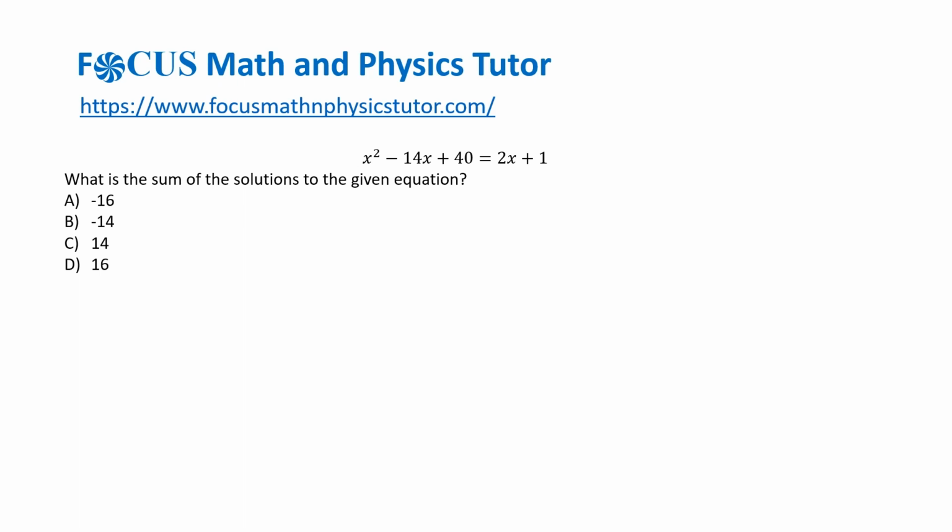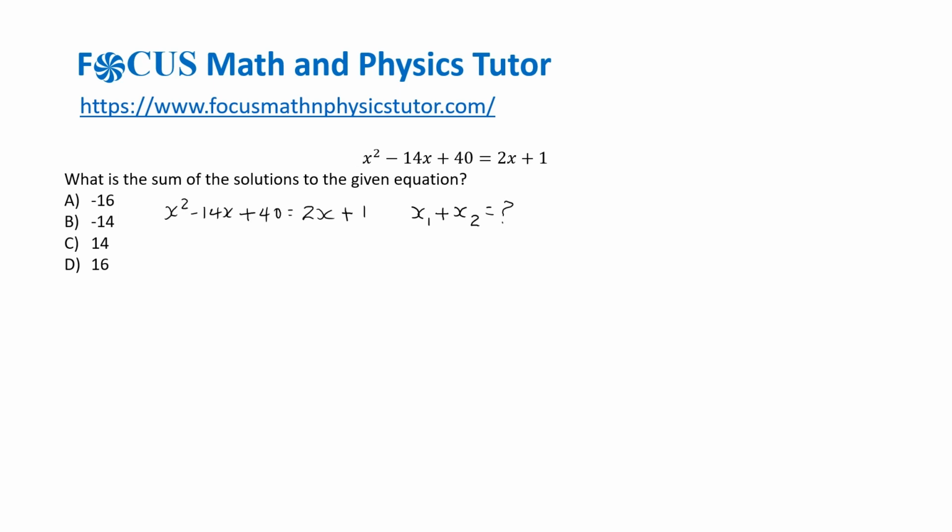All right, this is an example of an SAT question. It says x squared minus 14x plus 40 is equal to 2x plus 1. What is the sum of the solutions to the given equation? So we are given x squared minus 14x plus 40 equals 2x plus 1. And what we are asked to find is the sum of the solutions. We have two solutions and we're going to find the sum of these two.